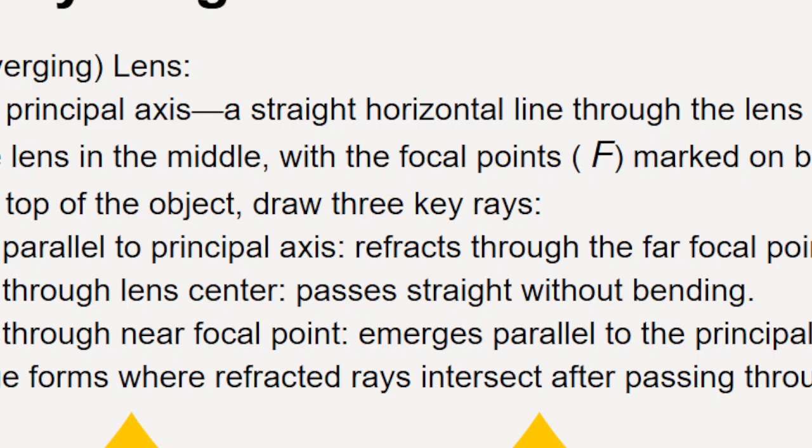Then the first one is the ray parallel to the principal axis. It refracts through the far focal point. Then the image forms when the refracted rays intersect after passing through the lens.